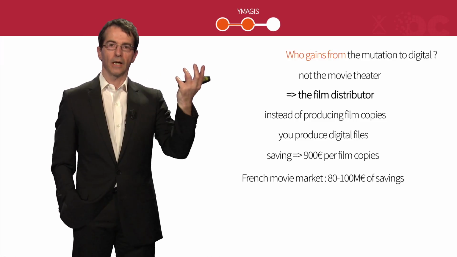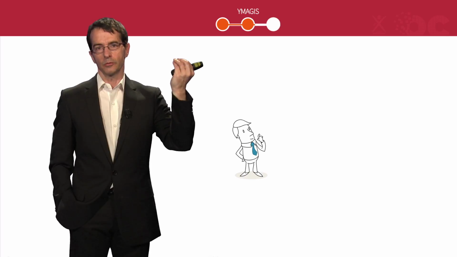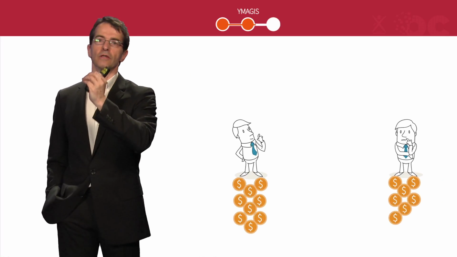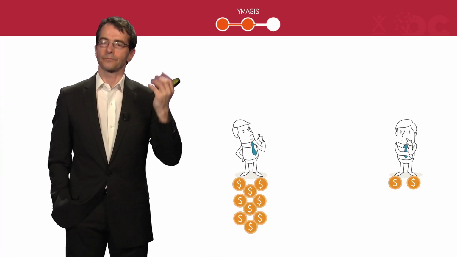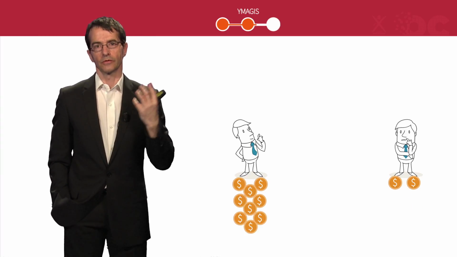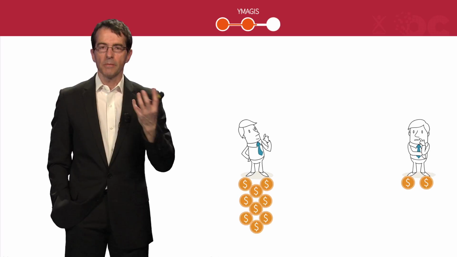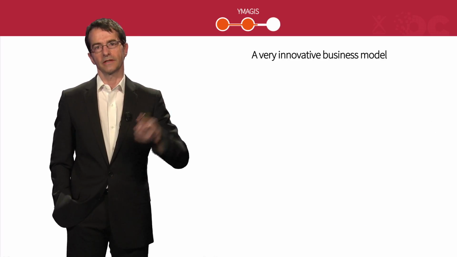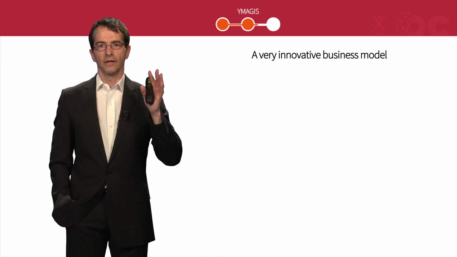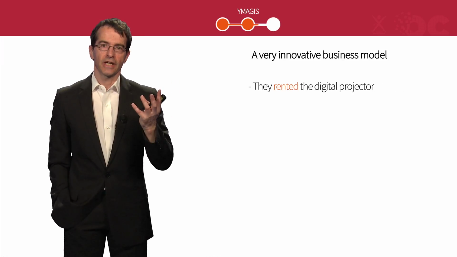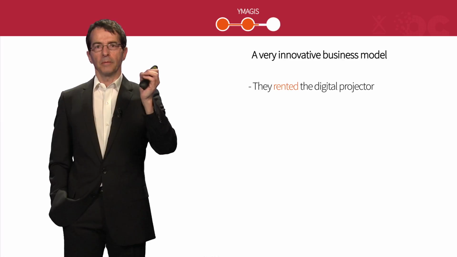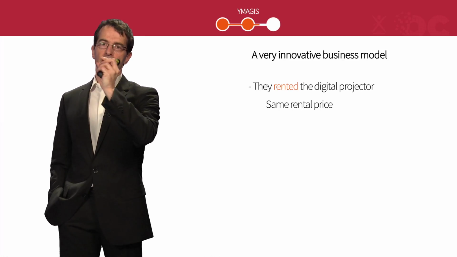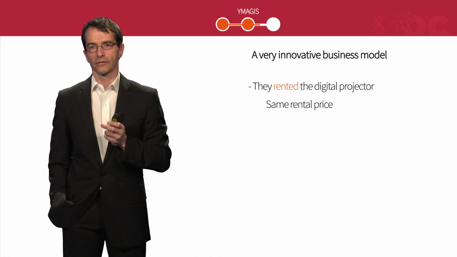But the problem is that the guy who benefits from that, who makes some savings, is actually very far away from the guy who has to invest for the whole distribution chain can move to digital. So Imagis put in place a very innovative business model to actually tackle that challenge. They rented the digital projector at a price that made it transparent for the movie theater, the same rental price than the old analog projector would cost.